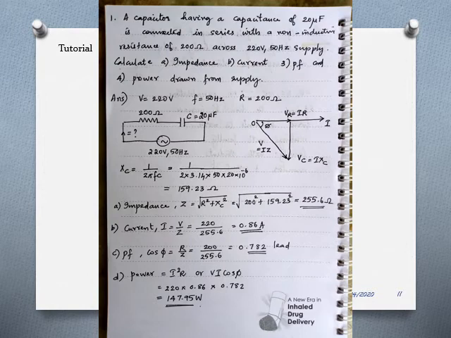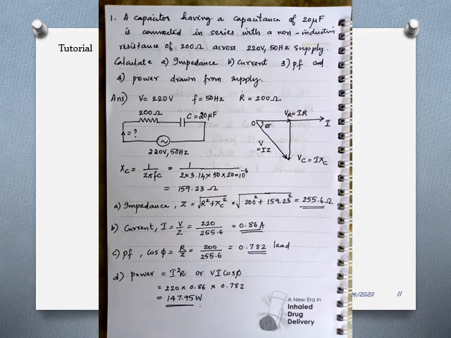In order to find all those values, first you should find the capacitive reactance. So XC is equal to 1 by 2 pi FC. That is 1 divided by 2 into 3.14 into 50 into 20 into 10 raised to minus 6. You get the capacitive reactance magnitude as 159.23 ohm. Next you should calculate the impedance. Impedance of the circuit is Z. The equation of Z is square root of R square plus XC square. That is equal to square root of 200 square plus 159.23 square. That is 255.6 ohm.